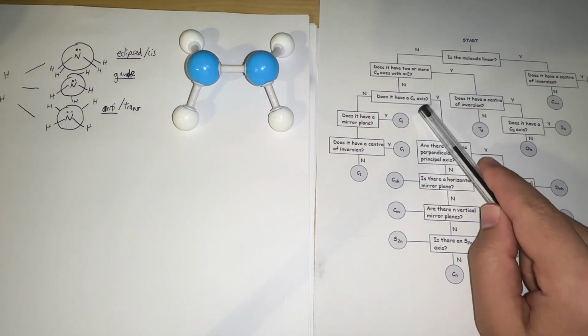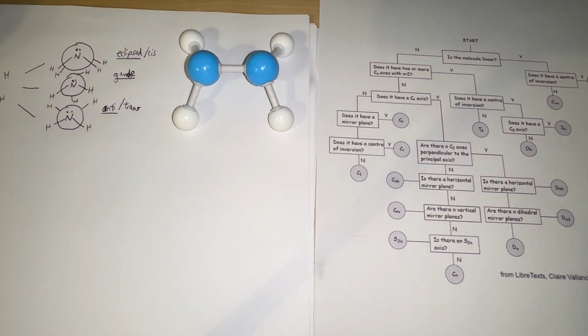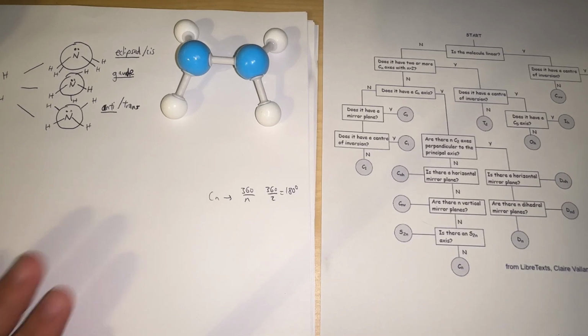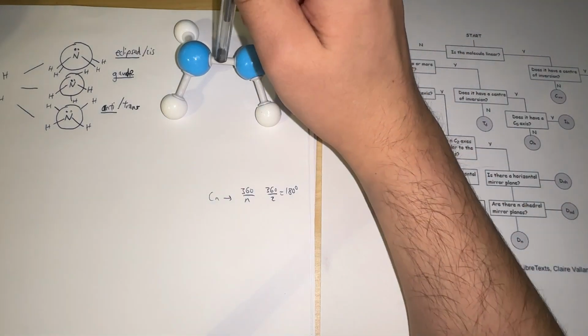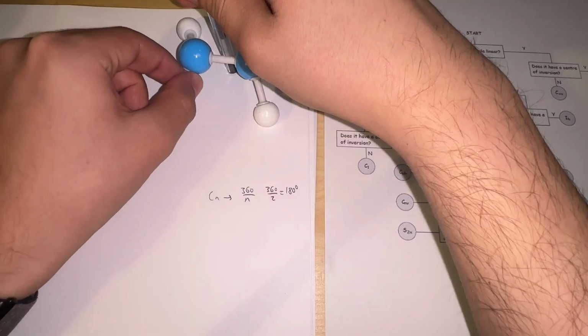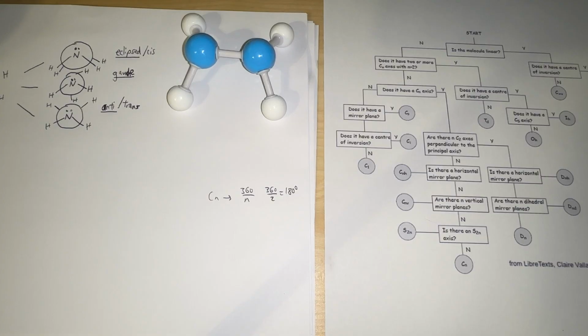The next question says, do we have a Cn axis? This is an axis of rotation. So effectively, can we draw a line through the molecule and rotate it about that line with n greater than 1? Well, let's look at this molecule. Is there anywhere where we can draw a line and rotate through? We can draw a line right through the center here and rotate about this line 180 degrees. And that gives us the same orientation of the molecule. So we do have a C2 axis through the center of the molecule.